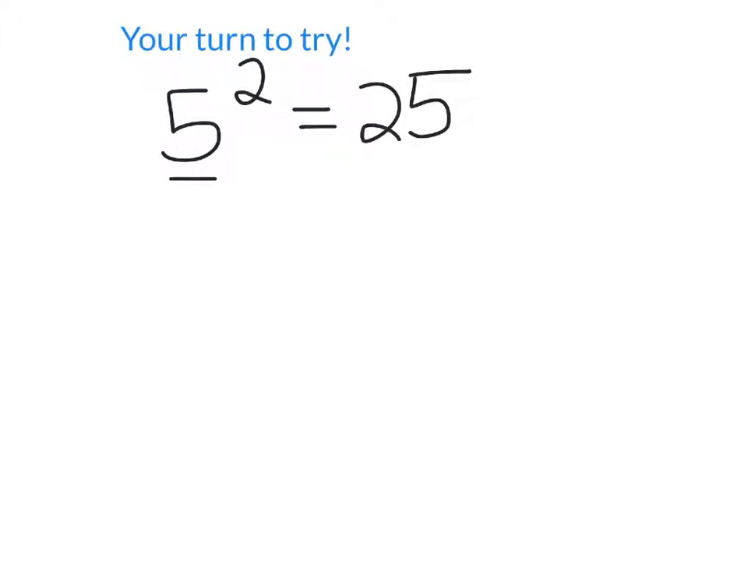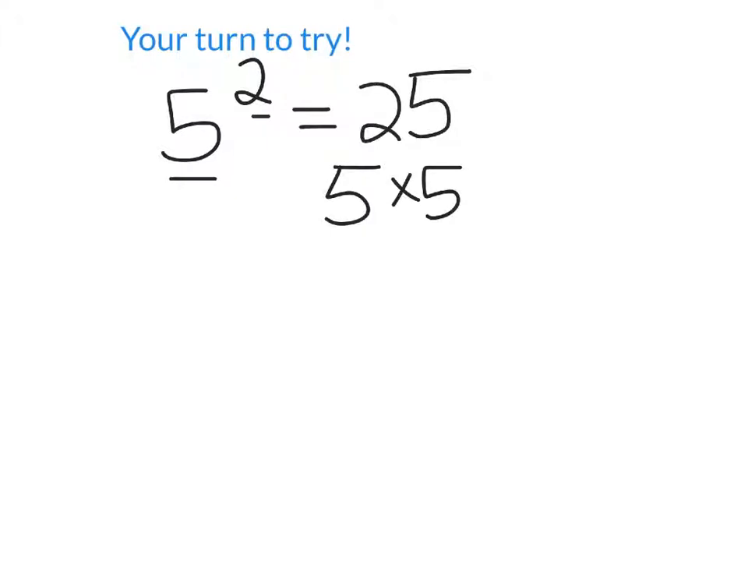Now it's your turn to try. Try 5 squared. You should have gotten the answer 25 because you have 5 with the exponent of 2. That means we're multiplying 5 times itself, 5 times 5. And 5 times 5 is 25.